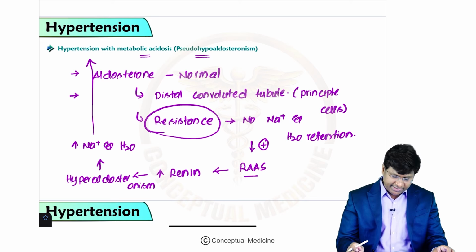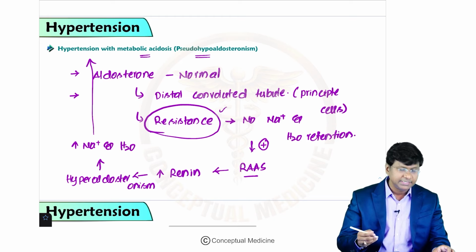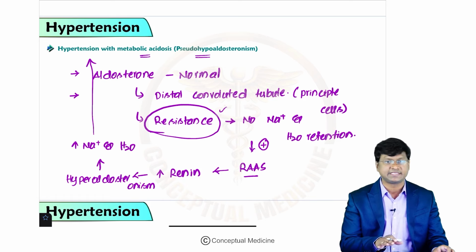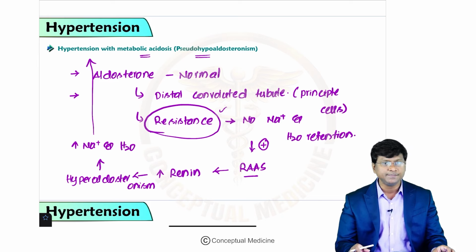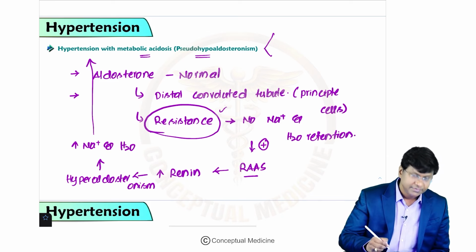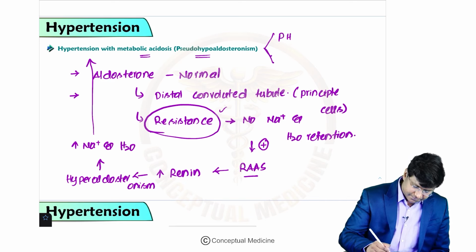And in patients with pseudo-hypoaldosteronism, what is happening in the early stages? The aldosterone action is not there, so the H+ ion is not adequately excreted out, and thereby the individual will develop acidosis. Now this pseudo-hypoaldosteronism is further classified into two types. Number one, pseudo-hypoaldosteronism type 1.